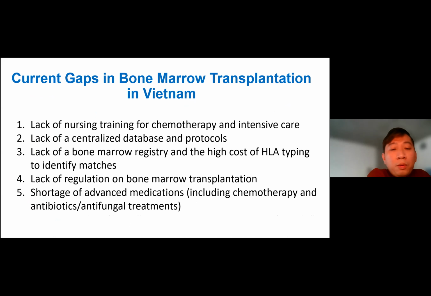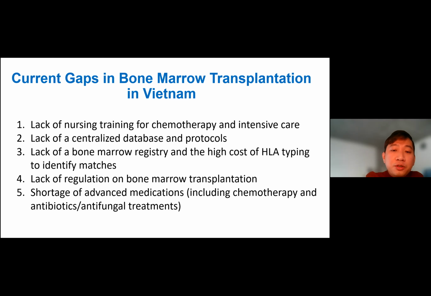So when we talked in a focus group interview in Vietnamese and also English with the Vietnamese physicians, we identified 5 big areas of improvement. The first thing is, Nancy and Linda will talk about this, we don't have nursing training for chemotherapy and intensive care. For example, something very basic we do in the US, like NG tube feeding, we don't have a protocol to use appropriately. So that's what we want to train nurses in Vietnam to learn how to do, and in the future it can be applied to other areas also.